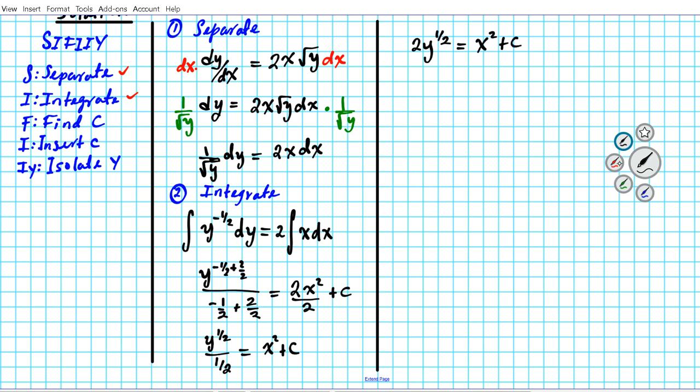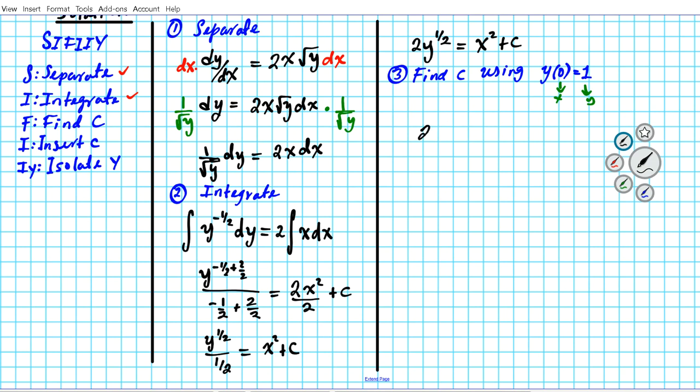Okay, so we're done with the integration step. Next part is to find c. So how do we find c? We're going to find c using the initial condition, which is y of 0 equals 1. Okay, so what does that mean? Basically means that when x is 0, y is 1. All right, so let's go ahead and plug these two into this equation and solve for c.